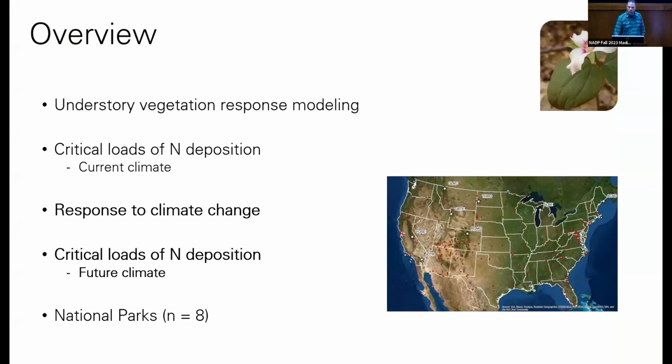So just a quick overview. The project that we'll present today is related to understory vegetation response modeling across 8 national parks. One of the main focuses of the project was to evaluate critical loads of nitrogen deposition for understory plant species in these parks under current climate conditions. And some of this I showed last year, so it's a little bit of a review, with some new material on the response to climate change and also critical loads of N deposition in the context of future climate. And so we have completed 8 parks so far, and we have others in progress.